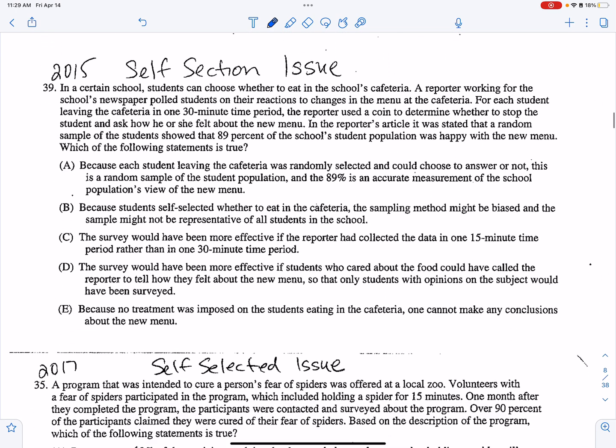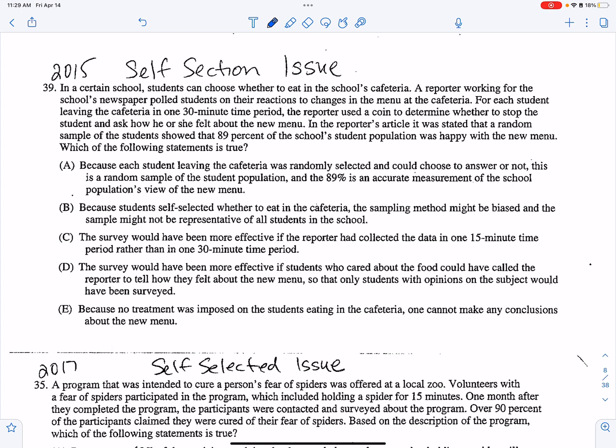Okay, self-selection issue. You're going to find that there are issues that I've seen again and again on these tests. It asks what's the problem with it, and the problem is that it's not random assignment, that the person in the experiment is allowed to choose the treatment that they want, and that's an issue. So that's exactly what this one is.